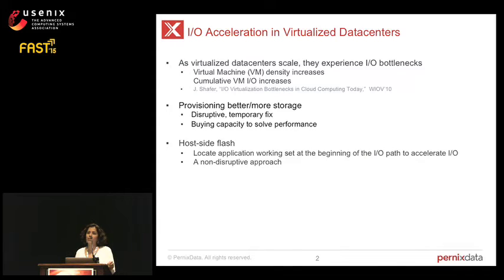So there are several ways to solve this problem. One of them is to provision better or more hardware. However, buying more hardware to solve the performance problem is not the right thing, because you're buying capacity to solve performance. And usually such a change is a disruptive change. You need to have a plan for system downtime. Also, this is usually a temporary fix, in that whatever hardware you have, the faster SAN is very soon going to reach its peak capacity as well.